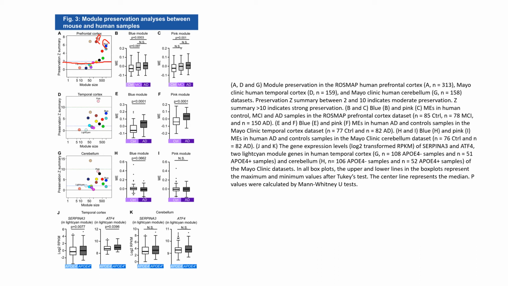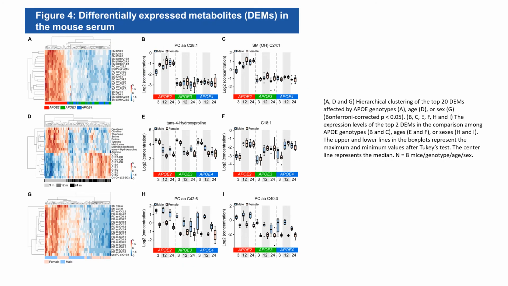To confirm this, we looked at the SERPINA human gene expression in E4 carriers versus non-carriers. We also looked at another module hub gene, ATF4. In temporal cortex, we saw a significant difference in expression between carriers and non-carriers, but this difference was not significant in cerebellum.